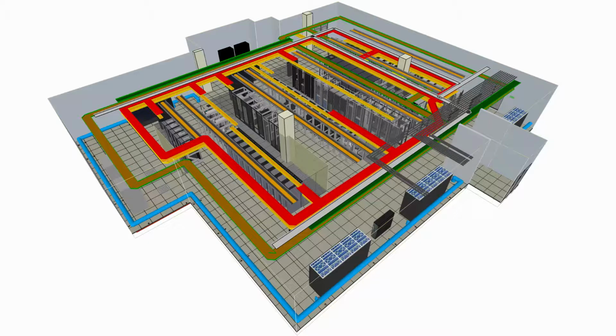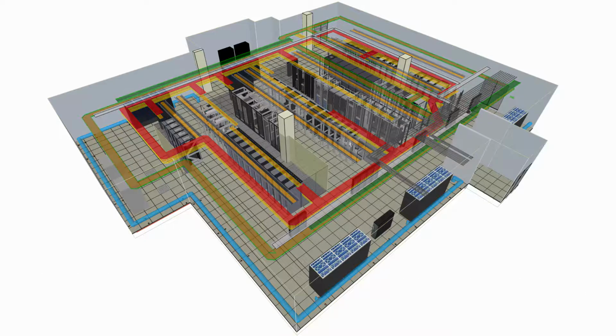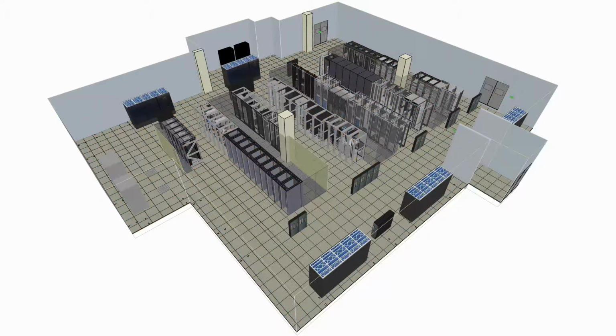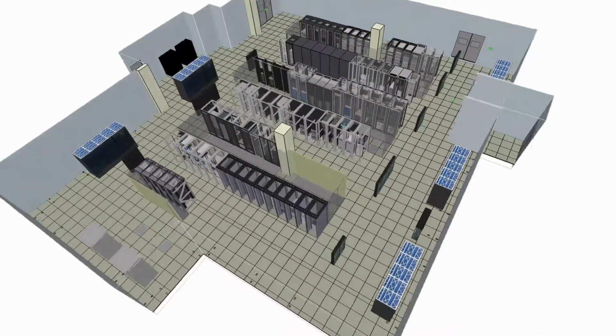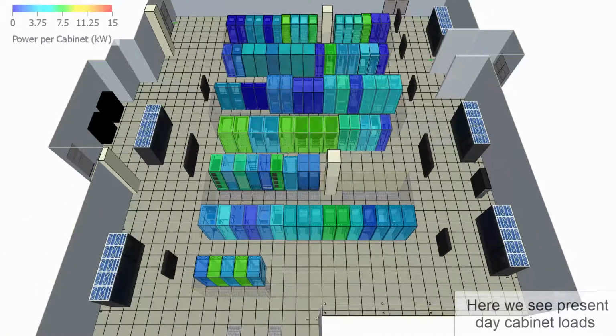Six Sigma DCX allows you to plan a high-density deployment in an operational data center using predictive simulation. We begin with a virtual model of a raised floor data center, which includes all IT, power, and cooling infrastructure in the facility. Looking at some high-level plots can help inform an ideal deployment location.